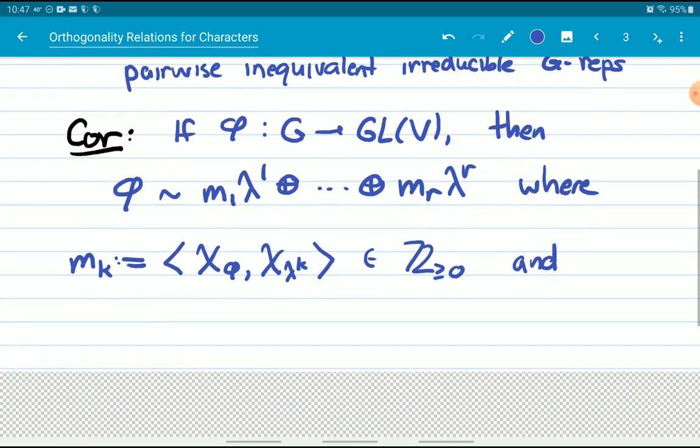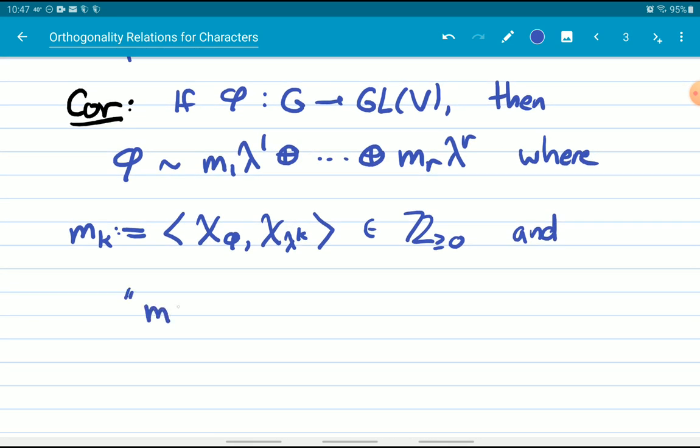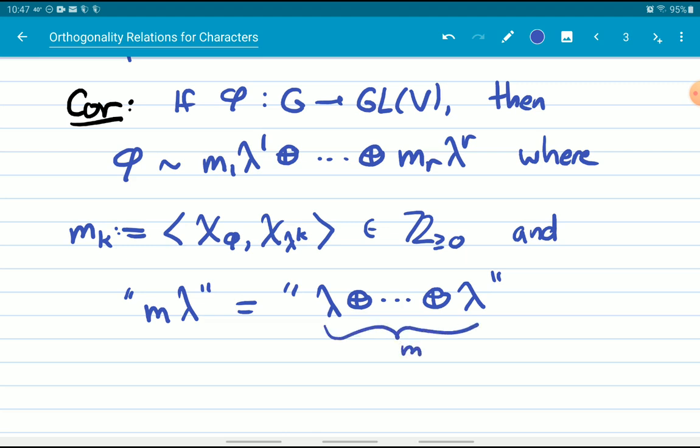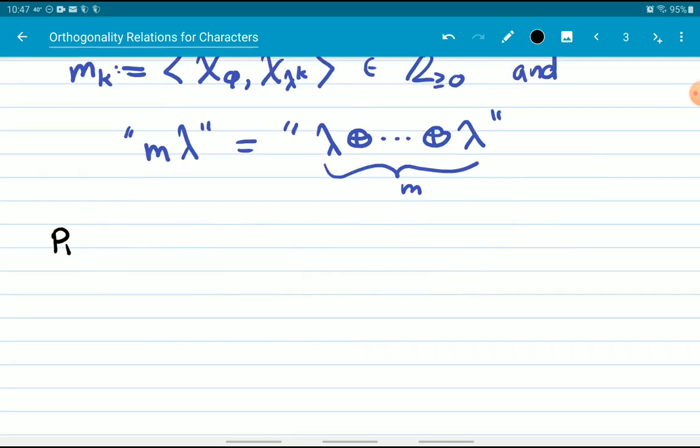And let me explain the notation here. When I write m, a number times lambda, that means a direct sum of that many copies of lambda. So if I have a representation and I want to know how it is a direct sum of irreducibles, which I know essentially happens in one way, I just compute the inner products of the character with the characters of irreducibles. I'll get integers, and that tells me how many summands of each type there are. This is, again, just a calculation.